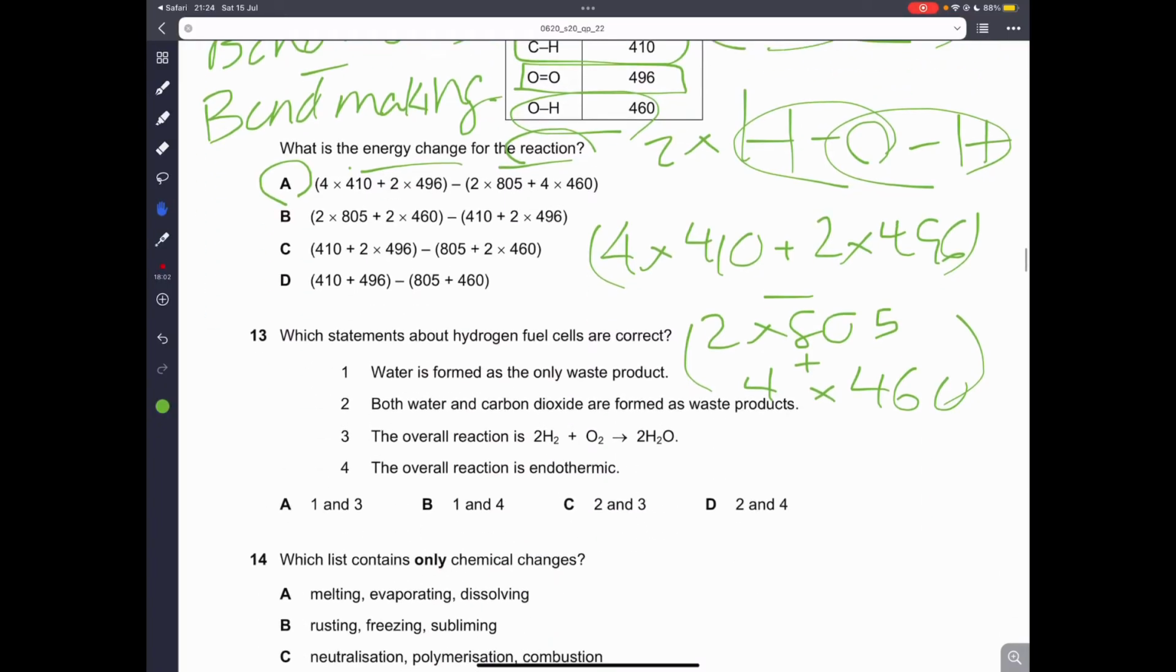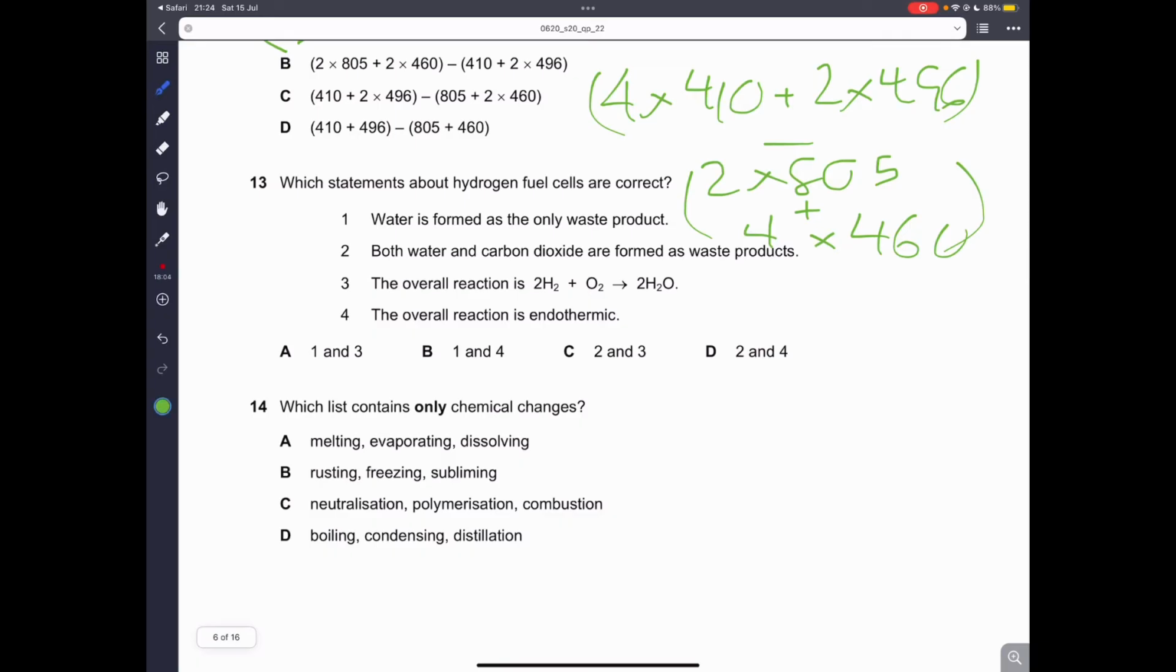So A is the correct answer. Question 13. Which statement about hydrogen fuel cells are correct? Water is formed as the only waste product. This is correct. Both water and carbon dioxide are formed as waste product. This is wrong. The overall reaction is H2 plus O2 equal to H2O.